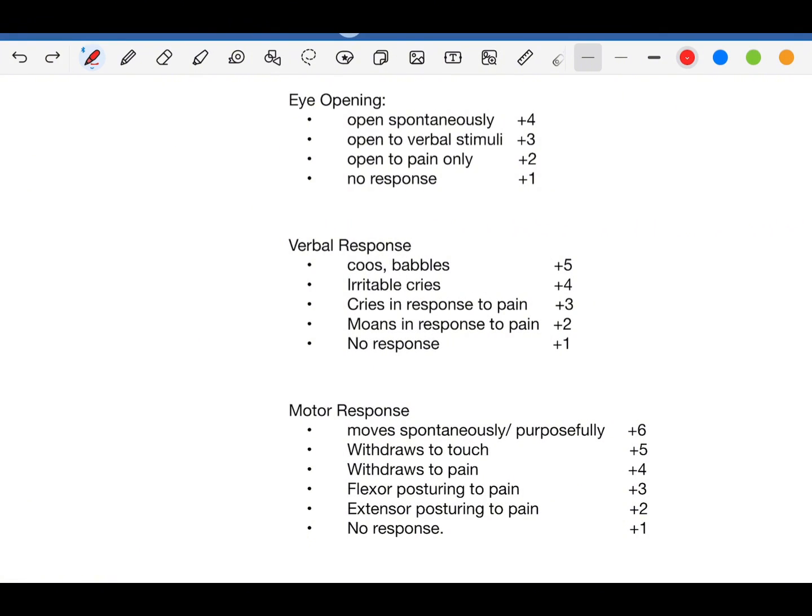So similar to the adult, step 1, we're looking at eye, specifically eye opening. So what you'll need to look for is, do those eyes open spontaneously? Do they open to verbal stimuli? Do they open to pain only, or is there no response? Just going down the line here, you'll see what corresponding score each one of these clinical findings gives you for each component. Now, this one for eye actually doesn't change really at all compared to the adult one.